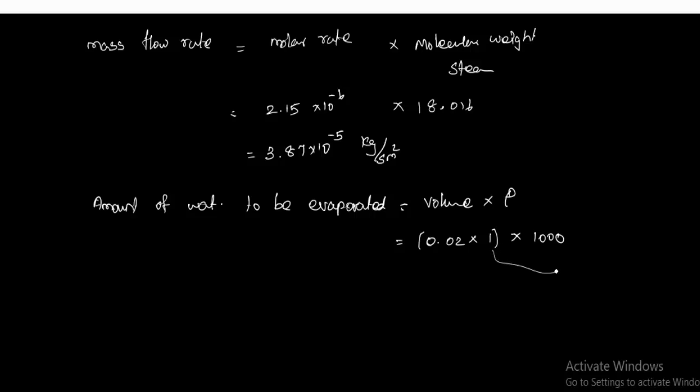Here I am putting 1 because it is a rectangular container. I am considering that the rectangular container is 1 by 1, since it is not given in the problem. I am just assuming that the cross sectional area is 1 cross 1. So I am putting 1 meter squared cross sectional area and multiplying it with the height of the water filled so that I can get the volume into density. You will get the amount of water to be evaporated: 20 kilogram of water will be evaporated per meter squared area of the rectangular tank, right?